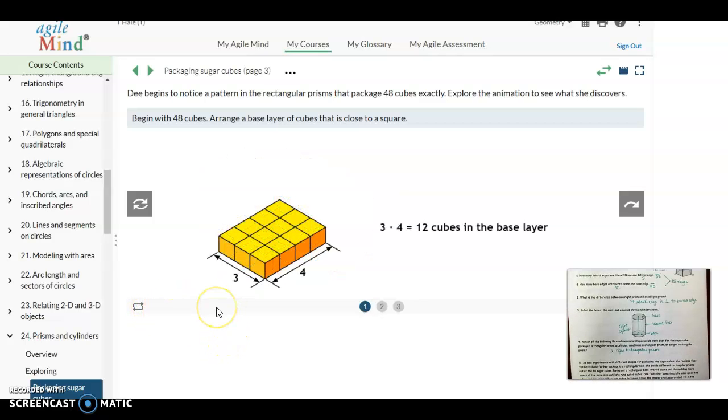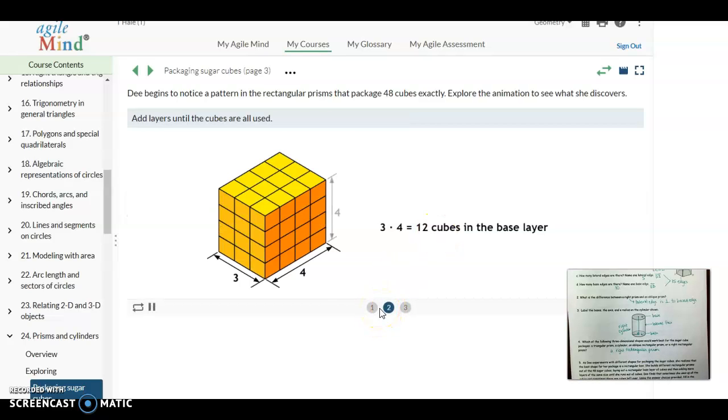So she's going to arrange a base layer of cubes that is close to a square. And here's that 3x4 we just talked about, which is 12 cubes in all. And then she's going to add those layers until she uses 48 cubes all together. So we have 12, 24, 36, 48. After 4 layers, then she used up all 48 cubes.